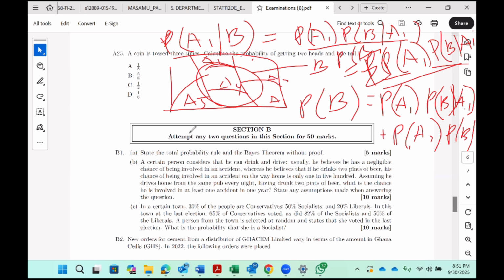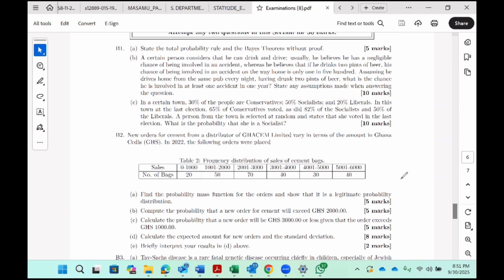B, we are saying that a certain person considers that he can drink and drive. Usually, he believes he has a negligible chance of being involved in an accident. Whereas he believes that if he drinks 2 pints of beer, his chance of being involved in an accident on the way home is only 1 in 500. 1 in 500, that is 1 over 500.